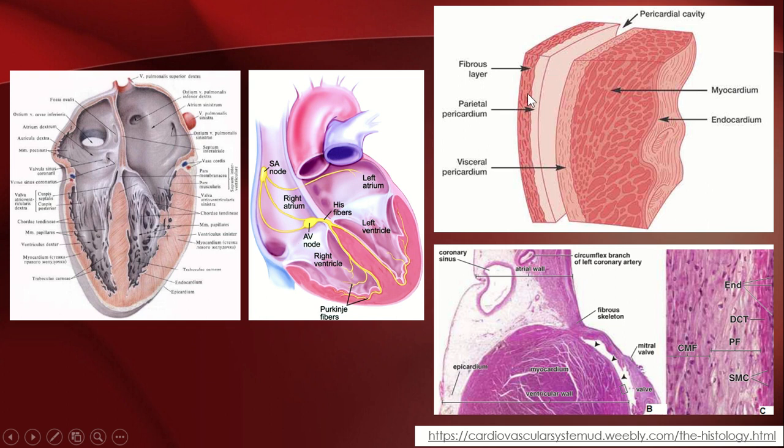From anatomy, you know that there are two types of pericardium. First, the fibrous pericardium and the serous pericardium. The serous pericardium has two layers, the parietal and the visceral pericardium.